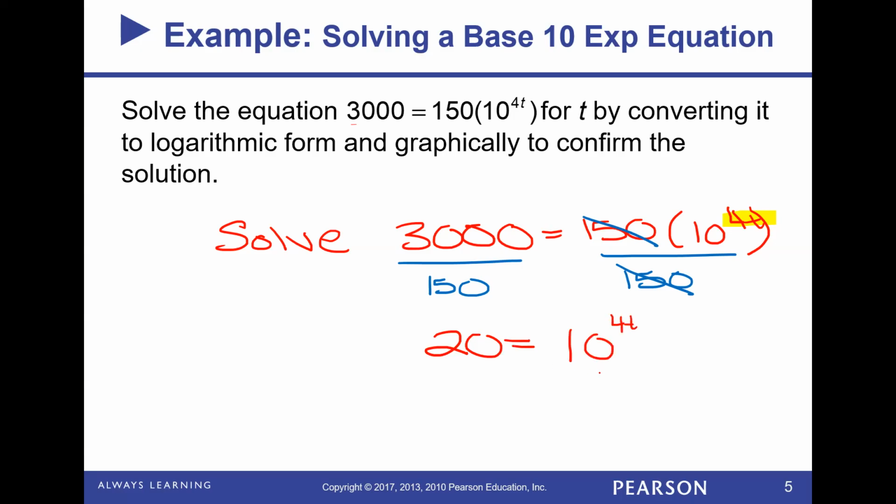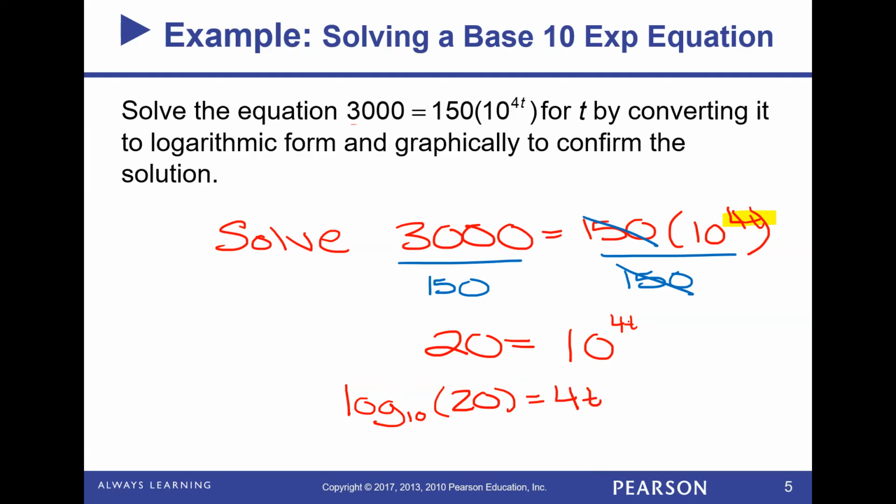Now, I can't just divide by 10, because 10 is the base of our exponent there. So this is where we switch it. We're going to say this is now log base 10 of 20, crossing that equal sign. So we have log base 10 of 20 equals 4t.